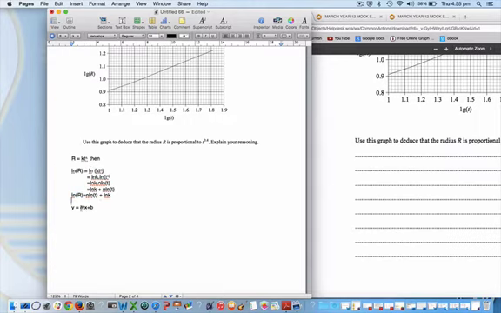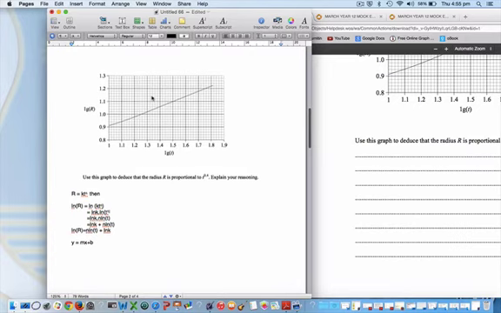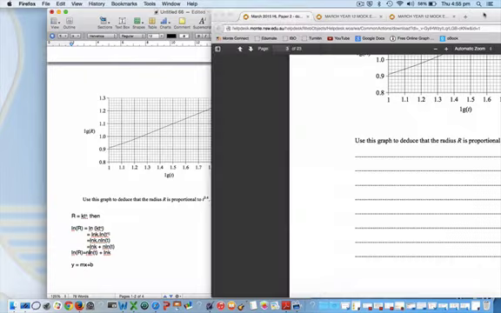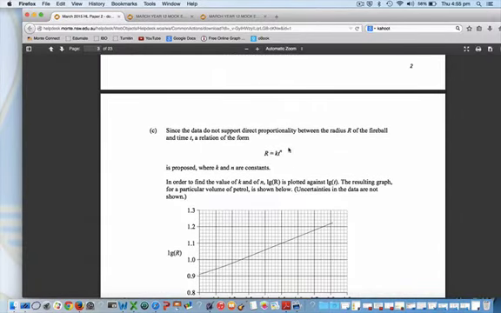So our m, the coefficient in front of log of t, that's the gradient. So n's the gradient. Okay, so if I can calculate the gradient of this line, then I'm going to get the number n. All right, so if I can find what n is, then I can answer the question showing that r is proportional to t to the power of 0.4. In other words, I'm looking for an n that's 0.4, and we're going back over here where the original formula was r equals kt to the power of n.